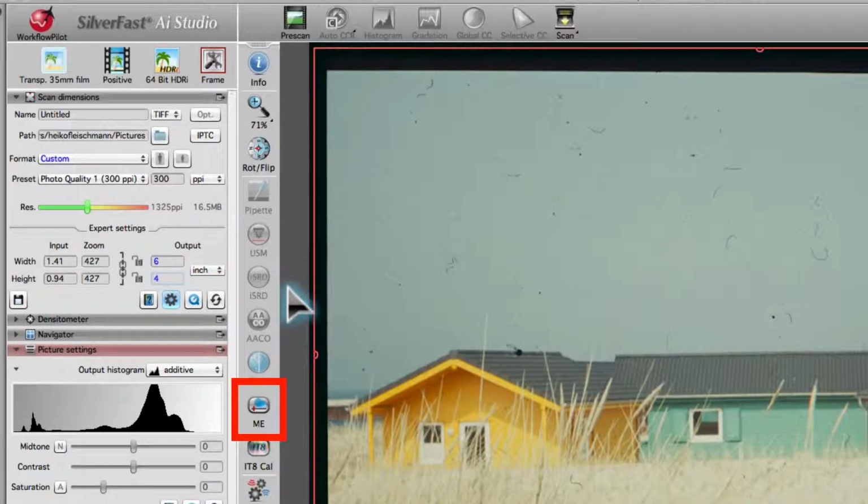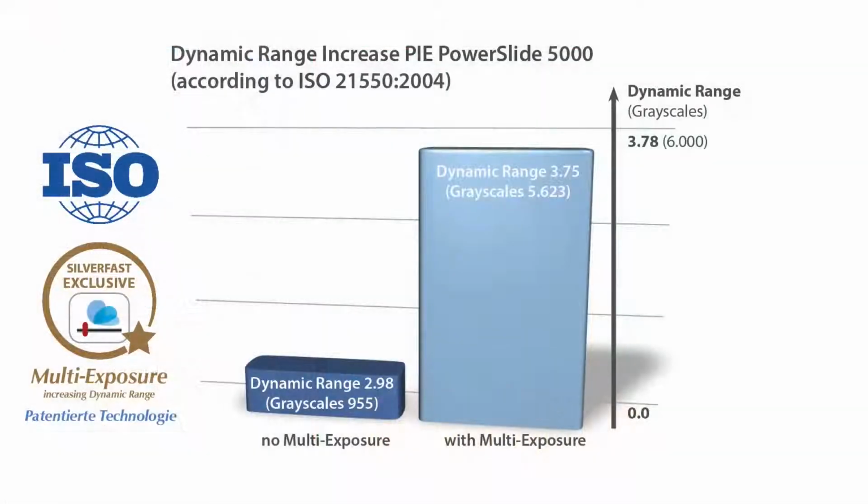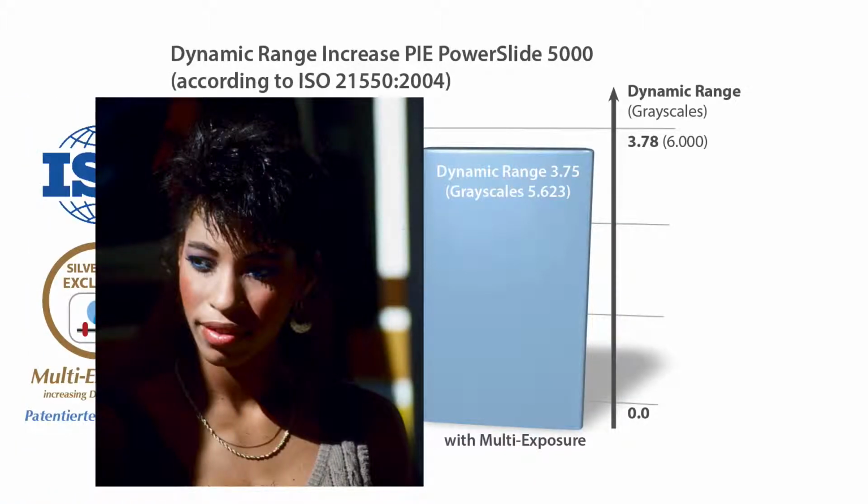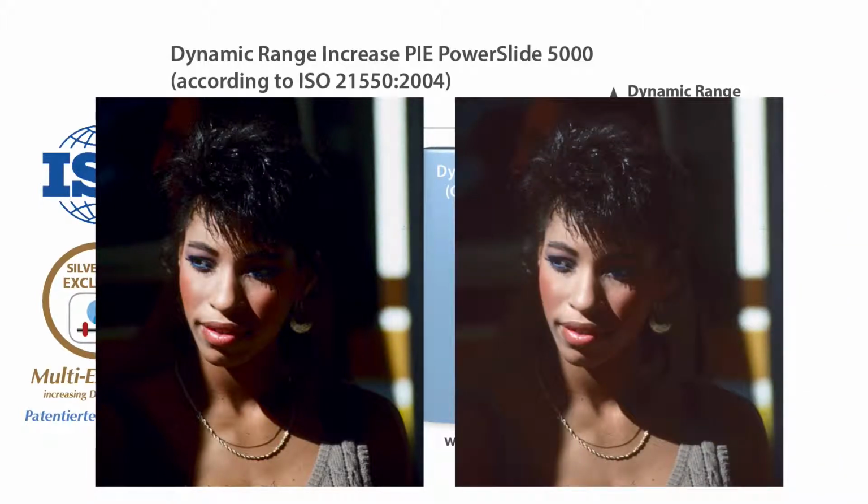We recommend that you activate multi-exposure for all of your scans. Multi-exposure increases the dynamic range and at the same time reduces image noise. This leads to richer details, especially in darker areas. In single scan mode, the PowerSlide 5000 discriminates about 1000 grayscales, whereas this number is greater than 5600 in multi-exposure mode. On the left, you can see an image scan without multi-exposure. On the right, with multi-exposure enabled.